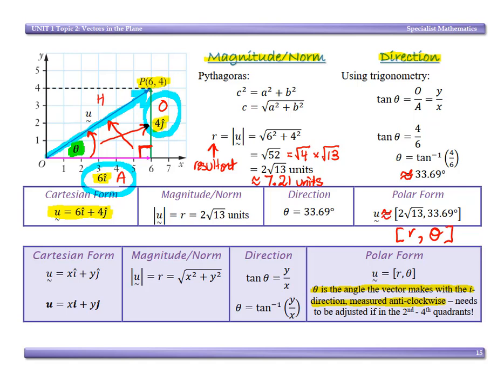So Cartesian form is xi plus yj. Magnitude is the square root of x squared plus y squared. Our direction is going to be inverse tan of y over x, and our polar form is r comma theta. Remembering that theta is the angle it makes with the positive x-axis, or the positive i direction, and it's measured anti-clockwise.